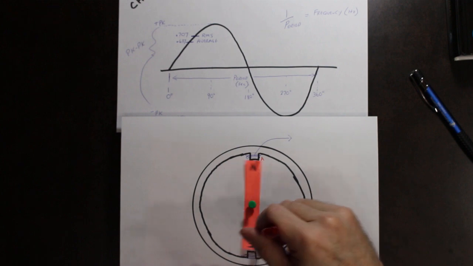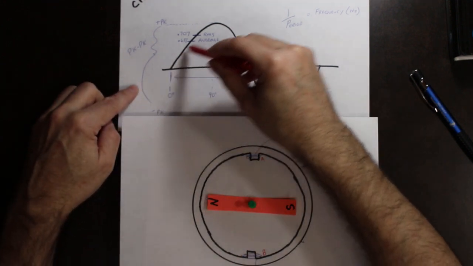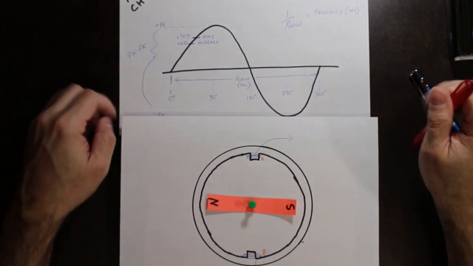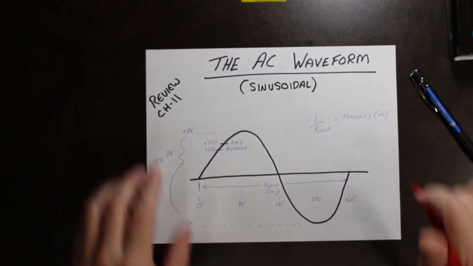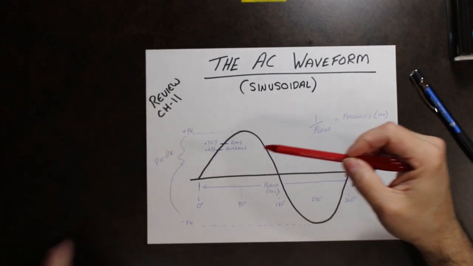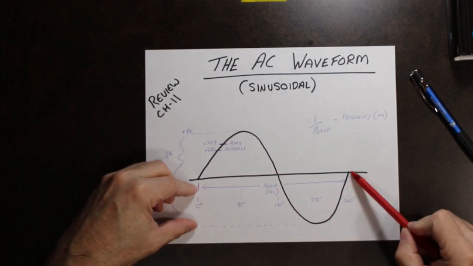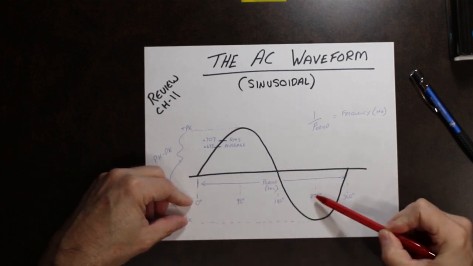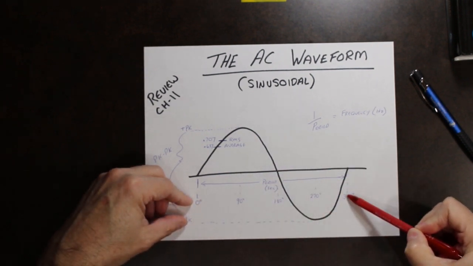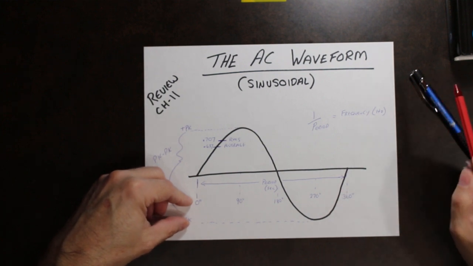So one rotation is one waveform. So what we have is one rotation giving us one waveform. So that's this one waveform here. We have 0, 90, 180, 270, and 360 degrees of rotation, giving us one complete waveform.